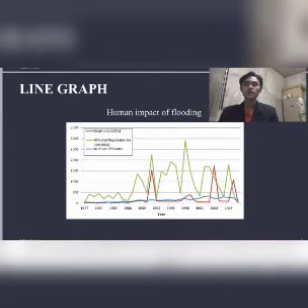Next, I will explain the line graph. The title of the graph is Human Impact of Flooding. The details that we can get from the graph, as you can see, are the number of deaths, the affected population and the number of events. As the legends given, the red line is labeled as number of deaths, the green line is labeled affected population, and the blue line is labeled as number of events.